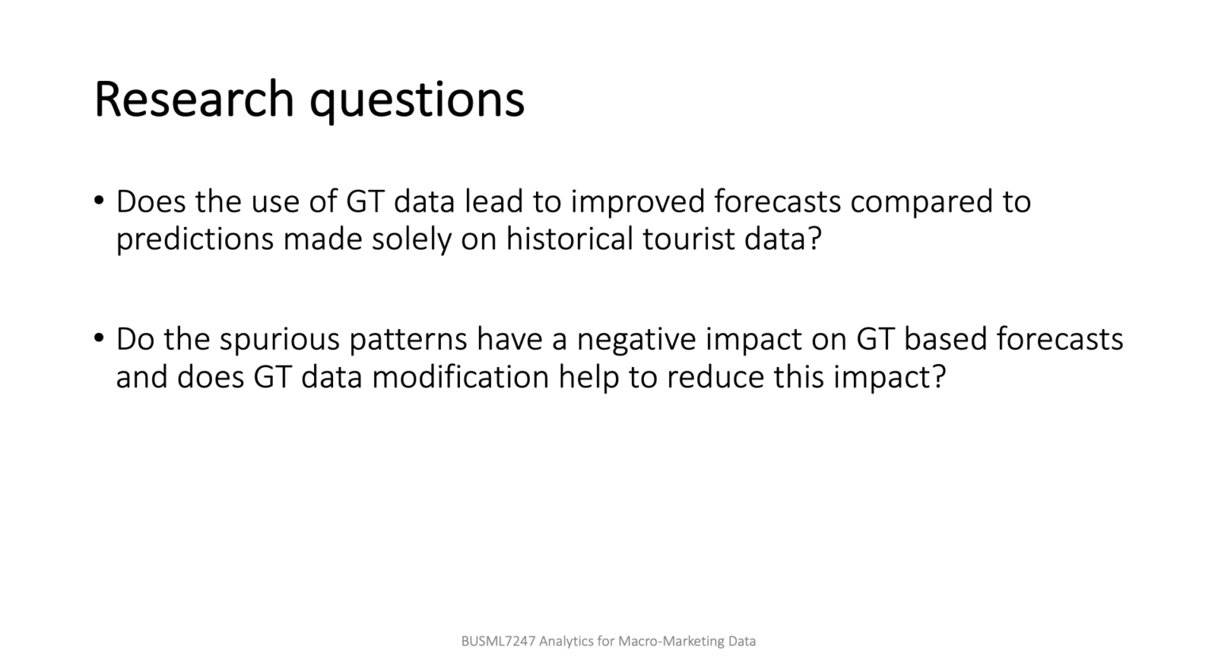So, in this article, the authors tackled these two issues. 1. Does the use of GT data lead to improved forecasts compared to the predictions made solely on historical tourist data? 2. Do the spurious patterns have a negative impact on GT-based forecasts, and does GT data modification help to reduce this impact?